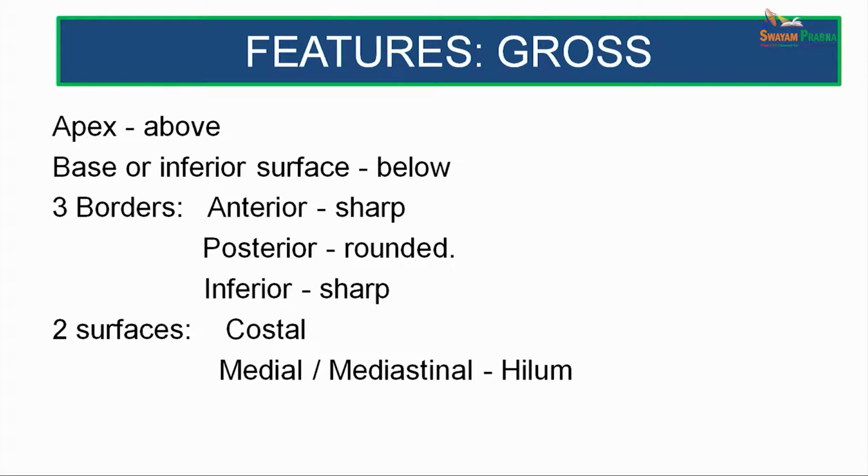Coming to the gross anatomy, the lung has an apex, which is located above, the base or the inferior surface, which is below, and there are 3 borders: a sharp anterior border, a rounded posterior border, and a sharp inferior border. The surfaces are the costal and the mediastinal surface.